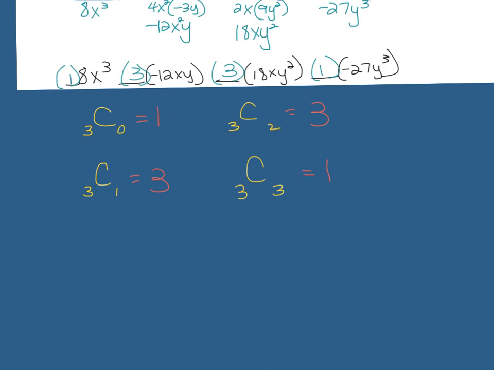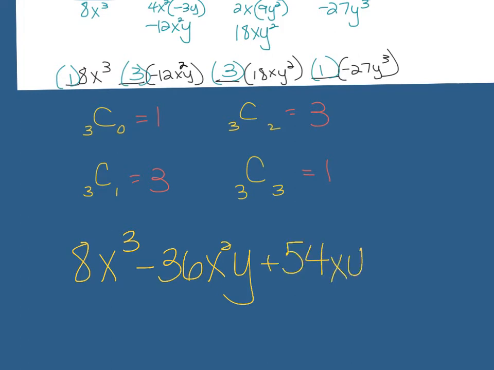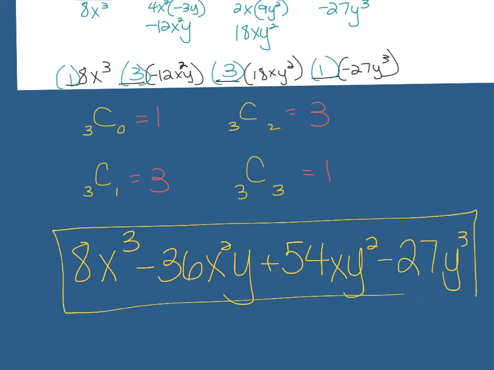And then from there I multiply them out. So 1 times 8 is 8x to the third. 3 times negative 12x squared y is a minus 36x squared y. Oh, that should be squared too. 18 times 3 is positive 54xy squared. And 1 times negative 27y to the third is negative 27y to the third. And there's your expanded binomial. Questions on that one?